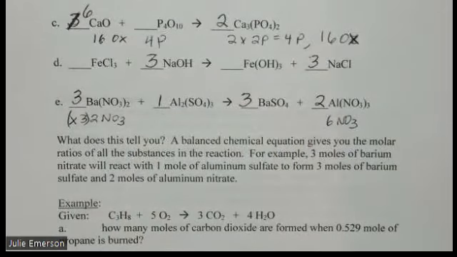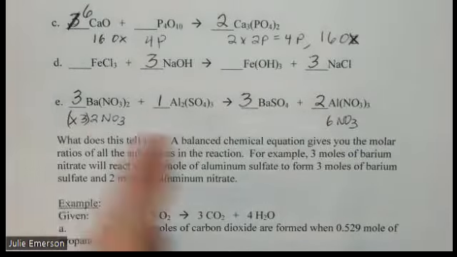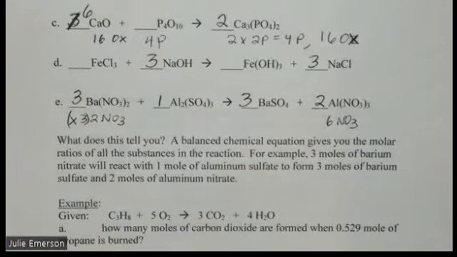If there's no number in front, it's an implied 1. So if you feel better writing in the 1, then write it in. If you don't want to write it in, you don't have to. It's just when you need more than 1, obviously, that you have to have the number. So what this tells us, and what we're going to now segue into, is the stoichiometry part of this.